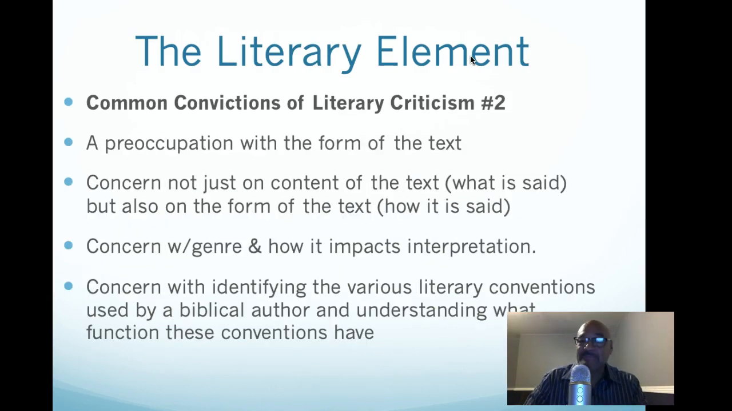We treat it correctly. Common convictions of literary criticism: a preoccupation with the form of the text. Okay. What does that mean? A preoccupation with the form of the text. Concern not just with the content of the text, what is said, but also with the form of the text, how it was said. Okay, very important concept. The preoccupation with how it was said, okay? That's getting caught up in the how and missing the what was said. What was said? Not how: the time, the culture, the geographical location. Okay, that's the how it was said. That's the form. That was in the old time. But what does it mean today?